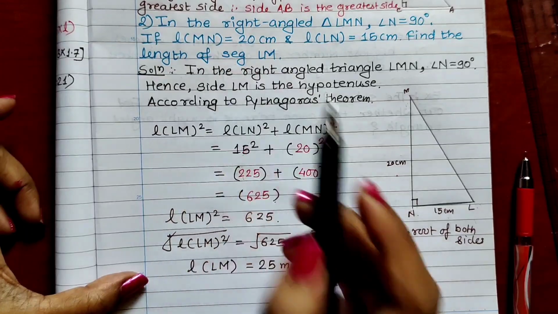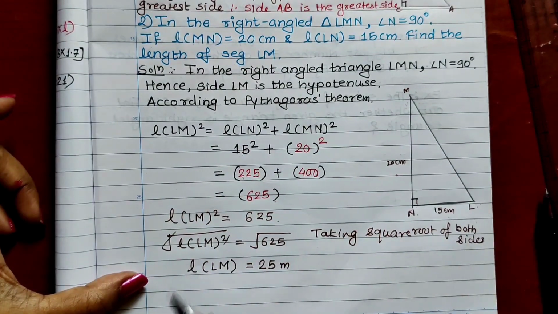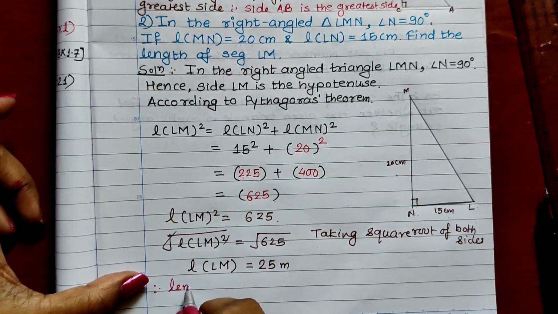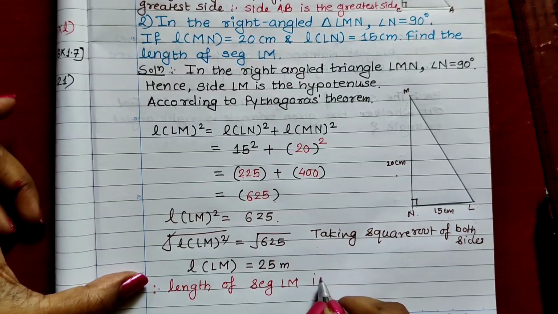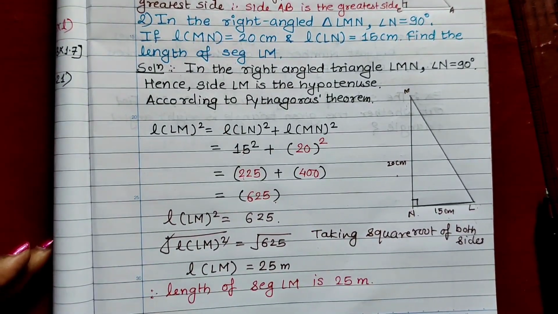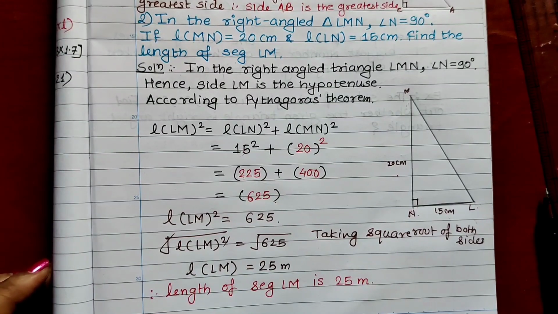What is the length of seg LM? Therefore, length of seg LM is 25 meter. In this way we can complete this activity sheet. Now let us go on next one.